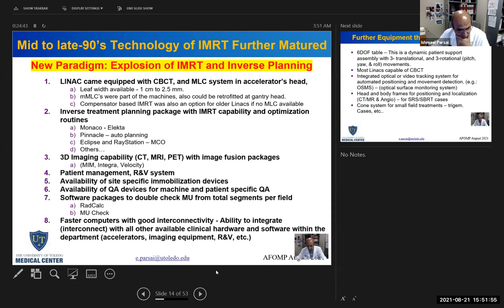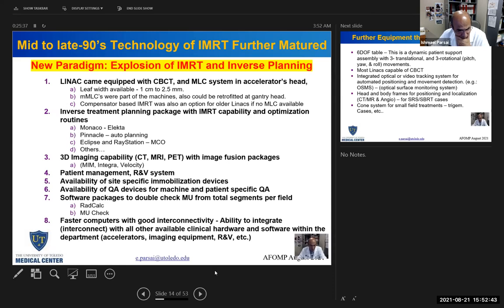This particular item brought a significant amount of accuracy to the delivery of those to all of the clinics in radiation oncology. Availability of site-specific immobilization devices, again, major thing for IMRT, as we all know, immobilization is perhaps one of the bigger items in success of IMRT delivery. Availability of QA devices for machine and also for patient-specific QA, and also software packages to double-check the MU calculation for total segment per field. Companies such as RadCal, ImmuCheck, and other companies were created to provide those types of packages.